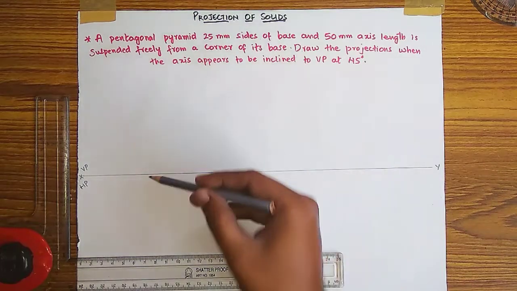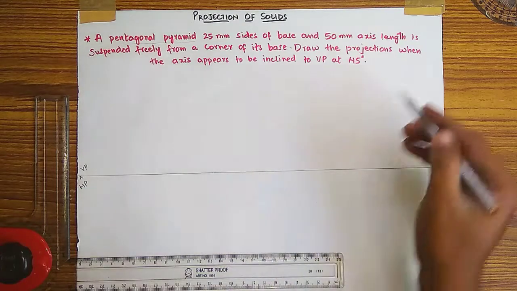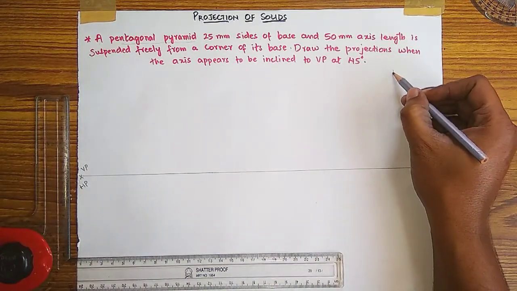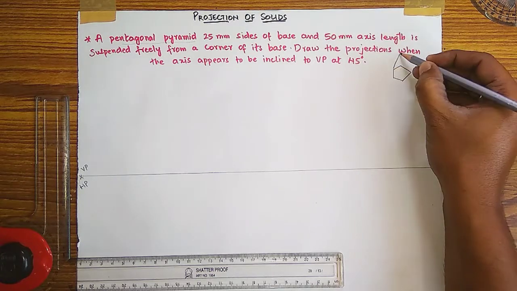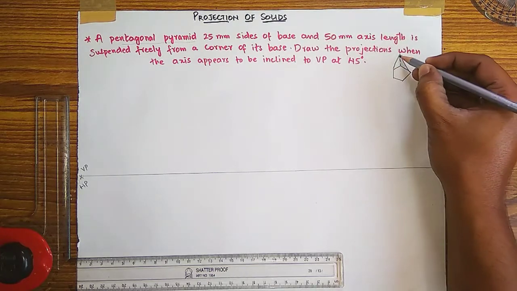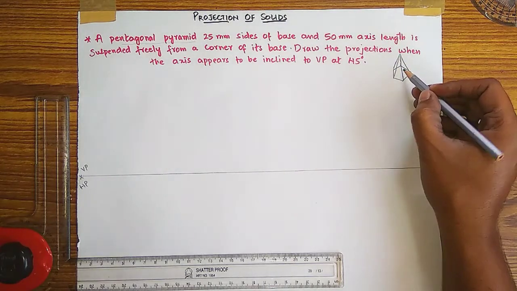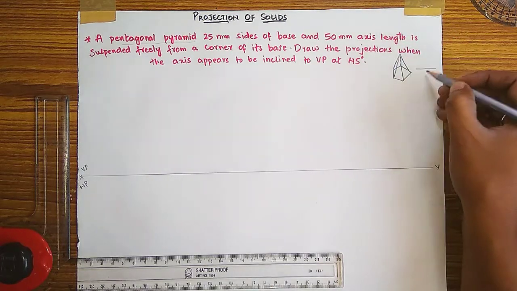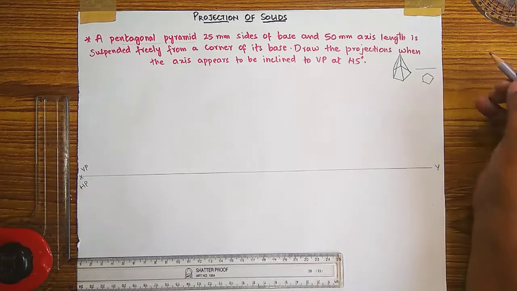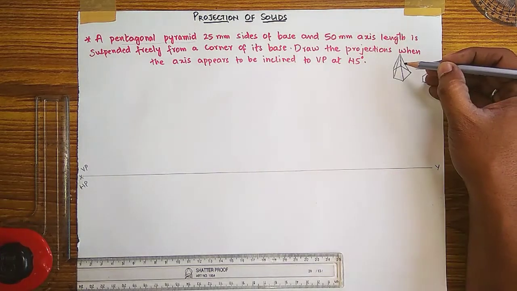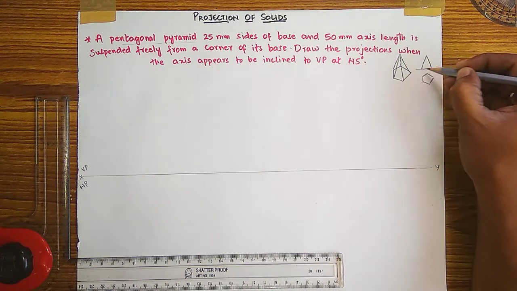According to the question you have to solve, but before starting you have to know what a pentagonal pyramid is. A pentagonal pyramid has a base with 5 equal sides, and this will be the pyramid like this. If you see this pyramid from the top, its top view looks like a pentagon having all sides equal, and if you see it from the front, it looks like a triangular shape, which is called a pyramid.